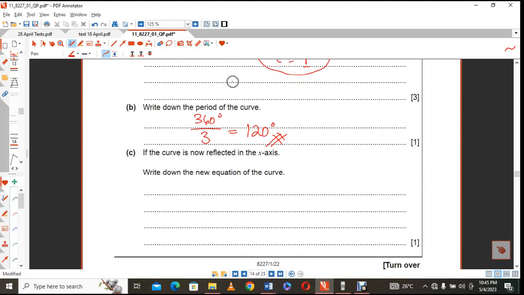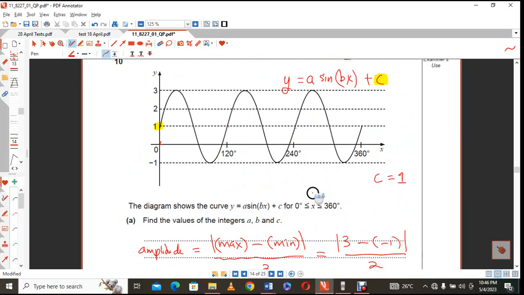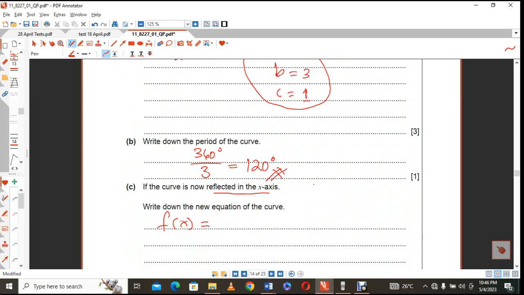Here's question C that you should remember, and I hope you have watched the transformation of functions. This is one of the videos I have done, and because we have been talking about what happens when you reflect something on the x-axis. So the function as it's now, our value of a is 2. Just want to see a sine bx. So it's a sine of bx plus c.